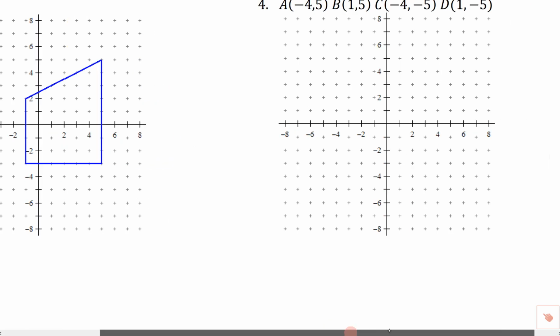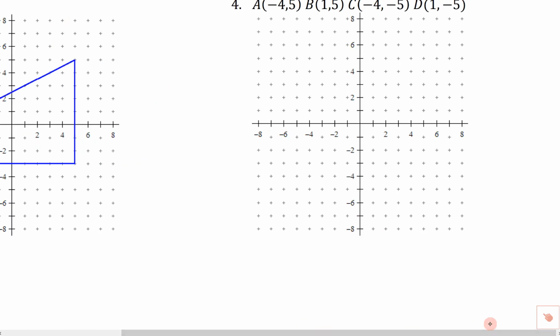So on this one, I'm going to slide over here and let's take a look. We're going to need to graph this. So let's go ahead and graph the point A, so negative 4, 5. So negative 4, 5, so we're right there. 1, 5 is right there. Negative 4, negative 5 down here, and then 1, negative 5. Okay, so it turns out on that one, really nice, easy shape.